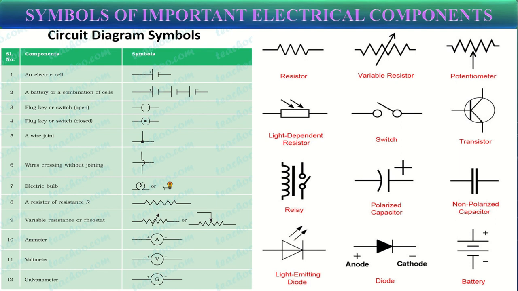If in any circuit you want to raise the current or you need to reduce the current, you have to use the resistance. If you raise the resistance, the current flow will be minimized. If you reduce the resistance, the current flow will be more. So variable resistance or rheostat is used. And the symbol is as shown in the figure here. Next is ammeter, A, voltmeter signified by capital V, and galvanometer signified by capital G.